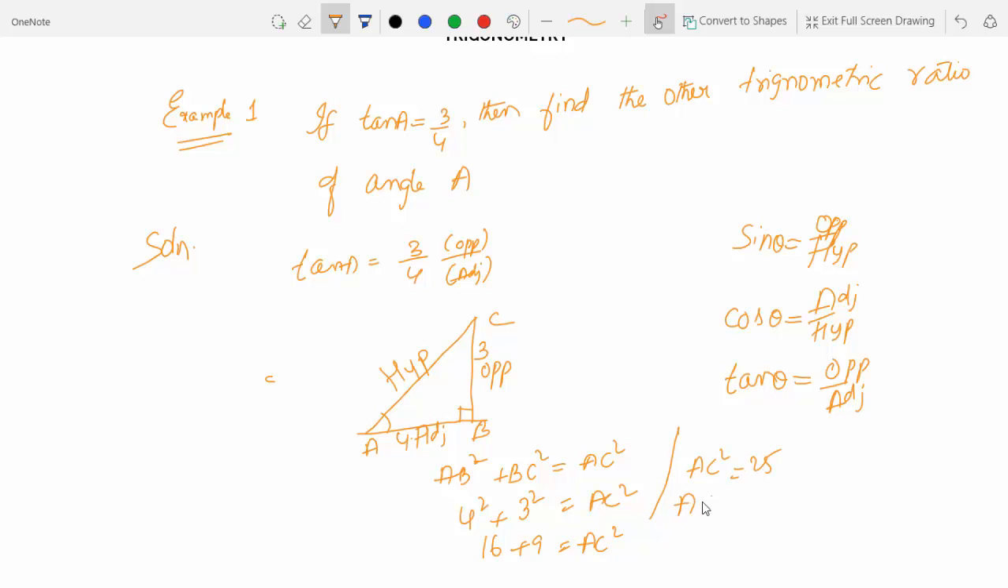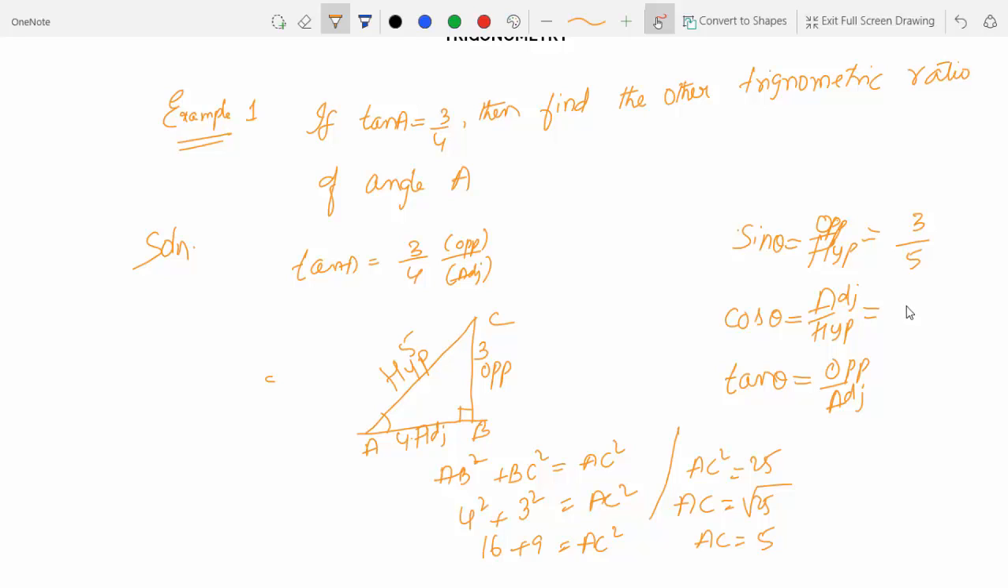16 plus 9 is 25. If I remove square from the left hand side, I'll have to write square root on the right hand side. So square root of 25 is 5. So now I know the hypotenuse also. The hypotenuse is 5. Now in the question it is given tan A is 3 by 4. Find other trigonometric ratios. Sine theta is opposite by hypotenuse. What is opposite? 3. Hypotenuse is 5. So sine theta is 3 by 5.